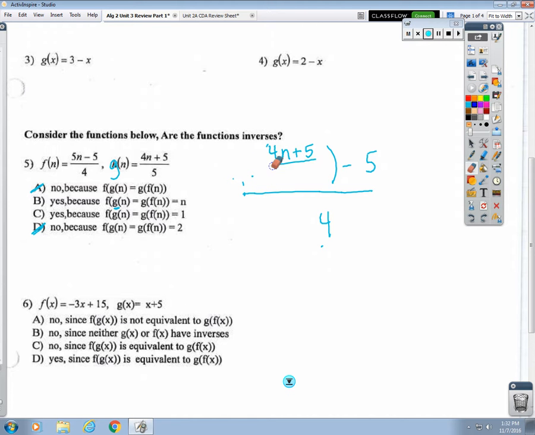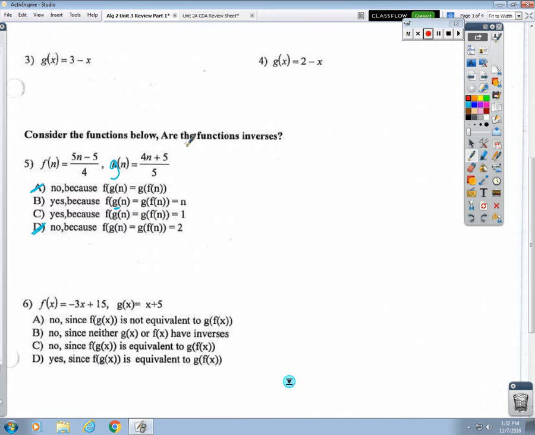So now don't I just basically have 4n plus 5 minus 5 up top because everything else canceled? What's a plus 5 minus 5? Cancel. And what's 4n over 4? Won't those cancel, leaving just n? So see how when I plugged the g into the f function, my result was n? Okay, now I'm going to do it the other way. I'm going to plug the f into the g.